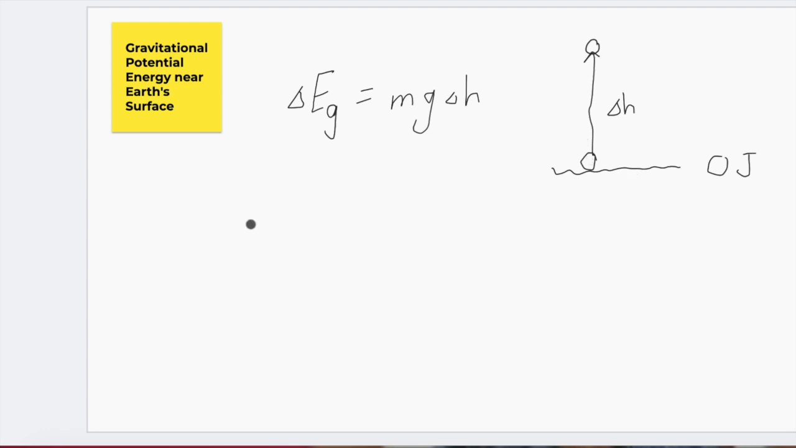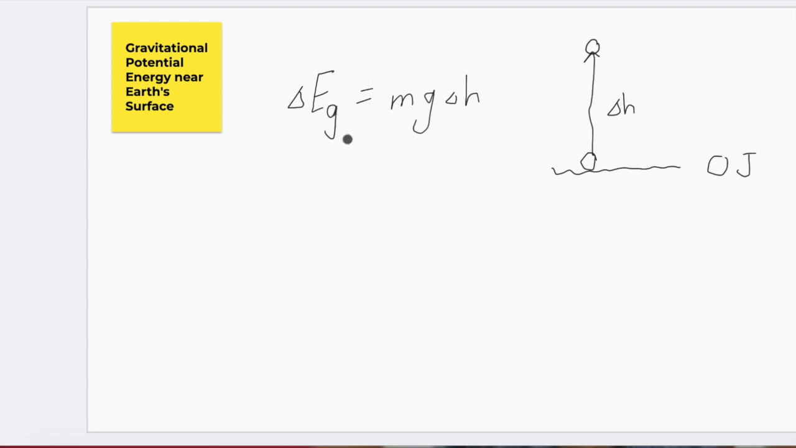But it turns out that in some cases, you can't just do that. And so we're going to talk about a situation in a moment where you can't just say, oh yeah, I want the surface of the Earth to be 0 joules, because in the case I'm going to talk about, that doesn't actually work.